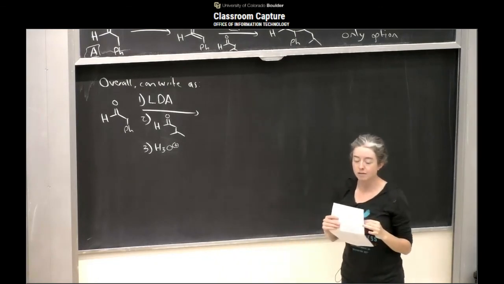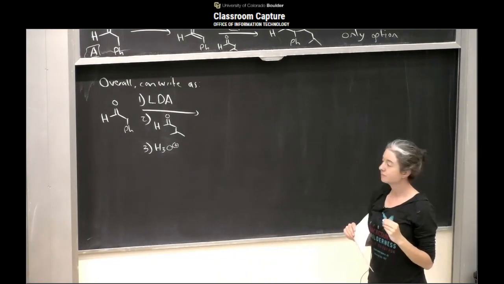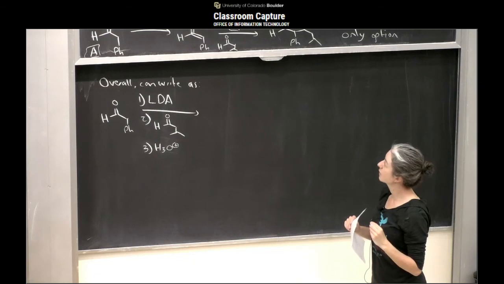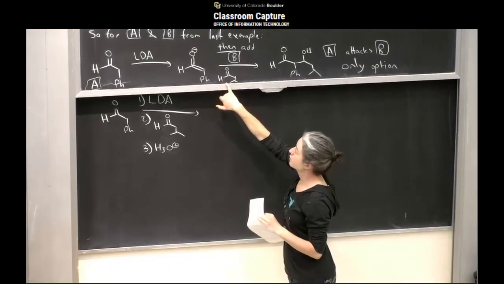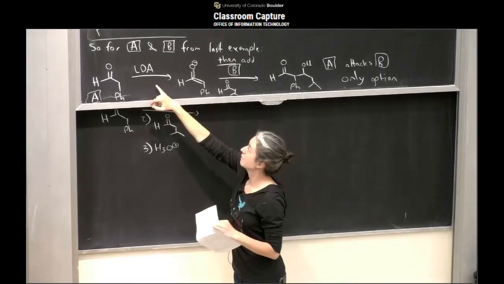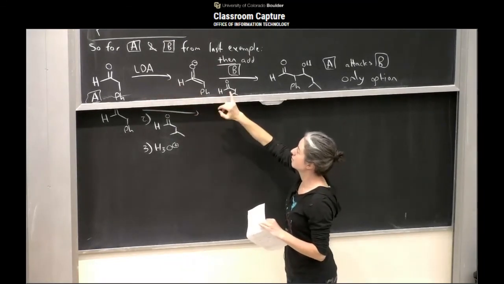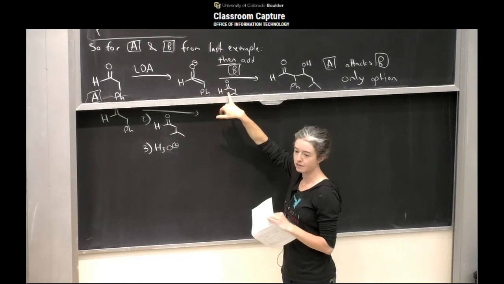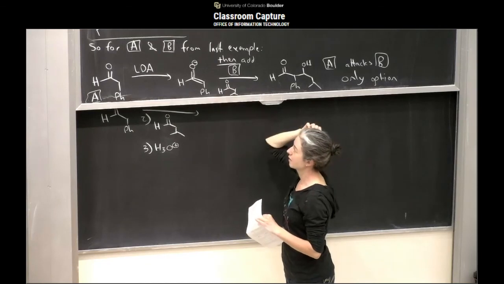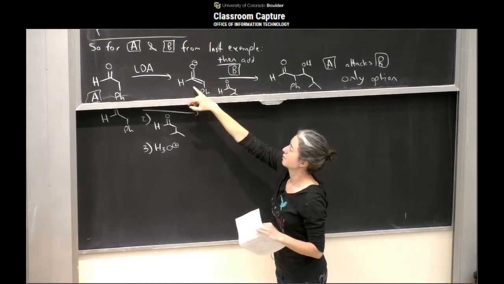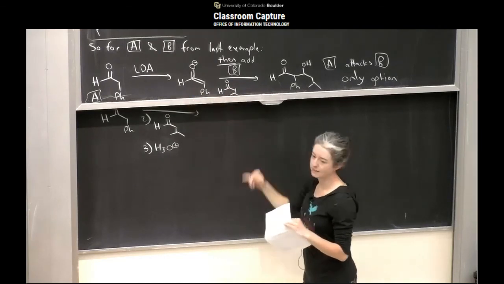Sorry, I saw a hand go up. Because this thing, assuming that we get the stoichiometry on LDA right, there's no base left around to actually deprotonate this thing. And so it's pretty much getting stuck in the carbonyl form. This is already in the enolate form. So the fastest option is just this goes and attacks that.